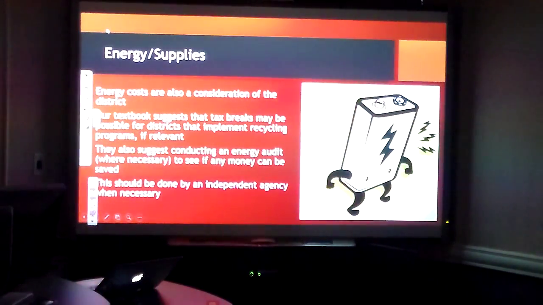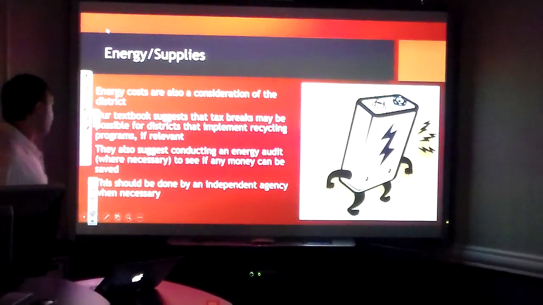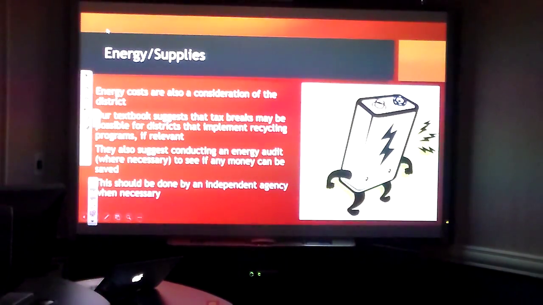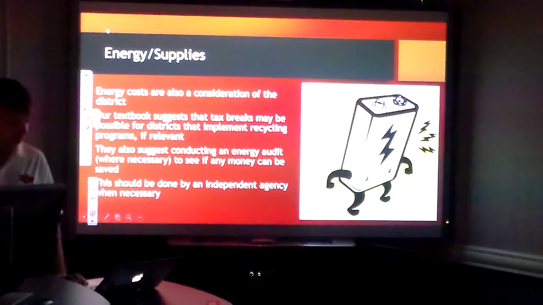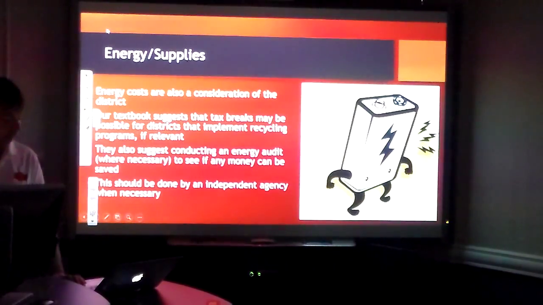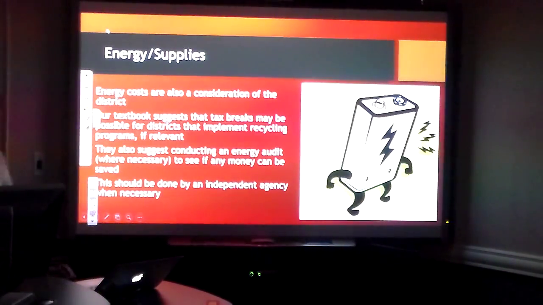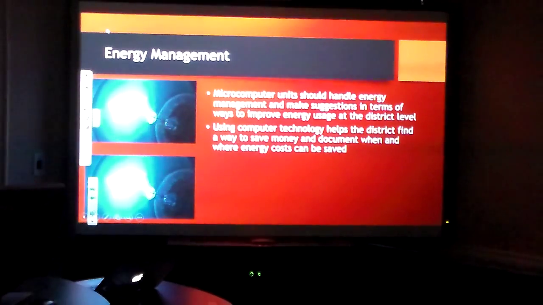So energy costs are a big consideration of the district. Our textbook will say, if you have a strong recycling program, you get a tax break. So if your district has that option, you should be recycling. If you can conduct an energy audit and see where money can be saved, that can help, but I would always suggest this could be done by an independent agency, so they're going to give you a more honest answer.